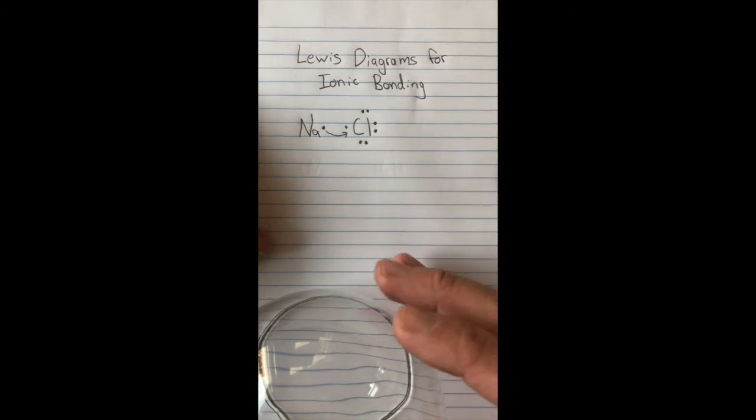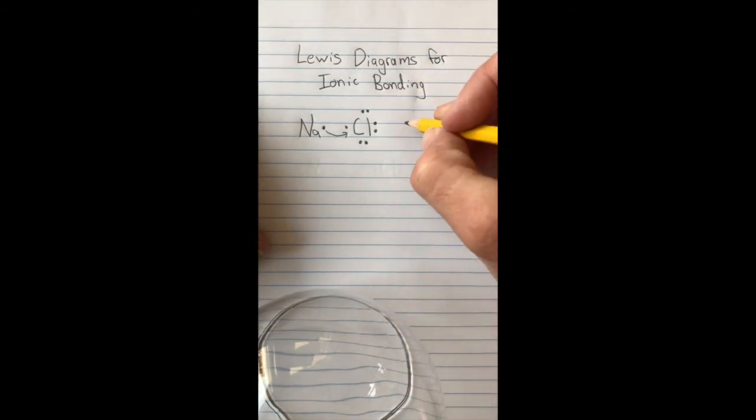The result of this is ions. We end up with a sodium ion, and we always put the charge of the ion in the superscript. We also end up with a chlorine ion. Now the chlorine ion has a completed octet, so it's got 8 valence electrons. It's transferred the 1 electron from the sodium atom, and so now chlorine is a negatively charged ion.